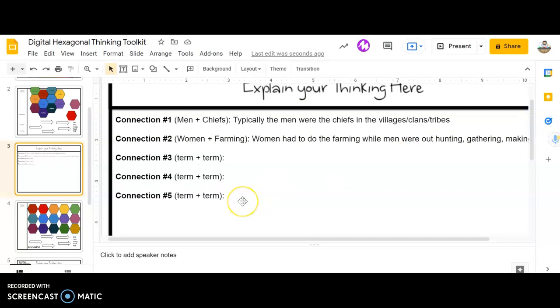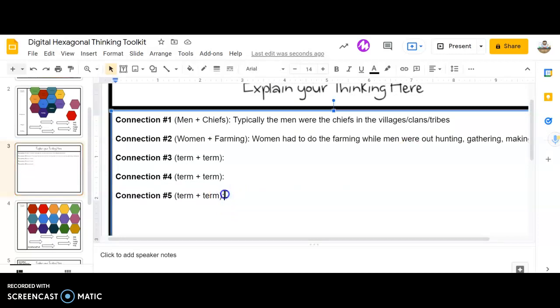I've only got connections of 5. You are welcome to, if you really wanted to, copy this, come down here, hit this, and do connection number 6, 7, 8, and 9. That's up to you. 5 is what I really would like for you to do, and tell me why you're doing that. And you can tell I did that in a good sentence. You may need more than one sentence.